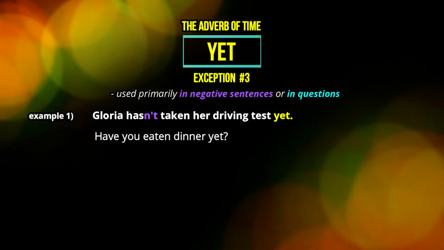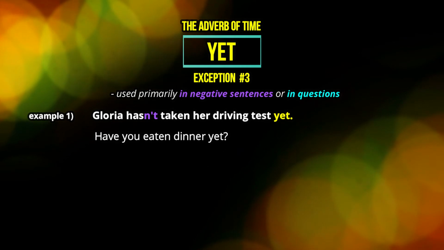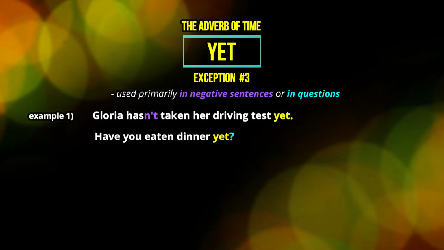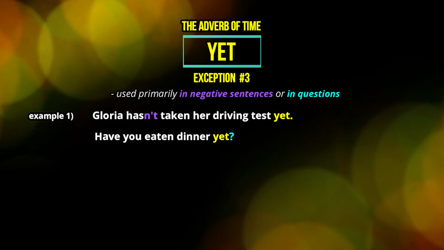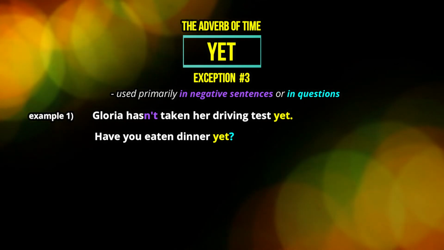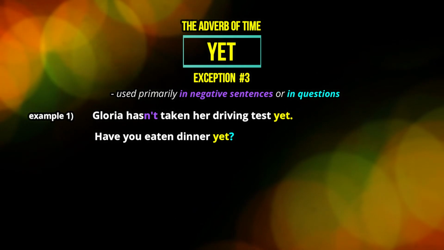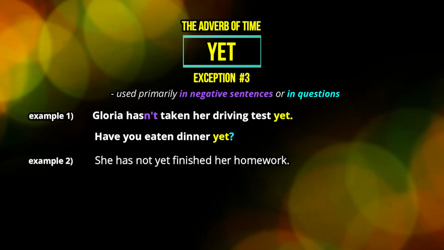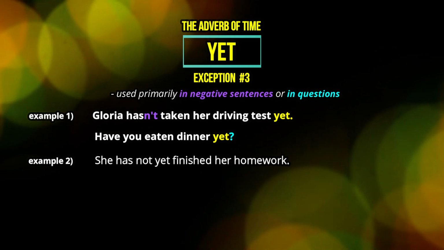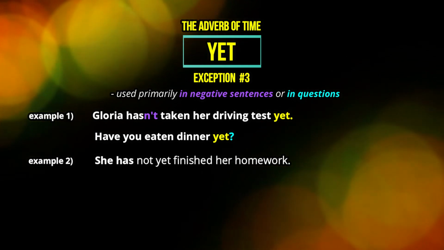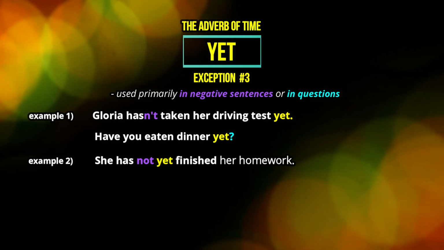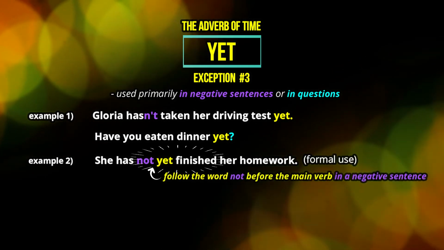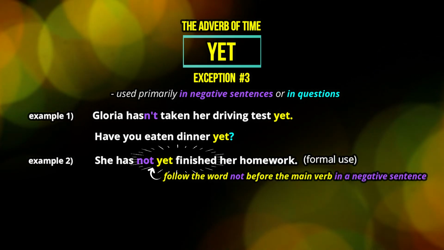And in the next example, we have the question, right? Have you eaten dinner yet? Okay, you see how they're used in a negative and in a question. Now, yet can also follow the word not before the main verb in a negative sentence. For example, she has not yet finished her homework. Now, that's a very formal use of this, but you can use it like this.